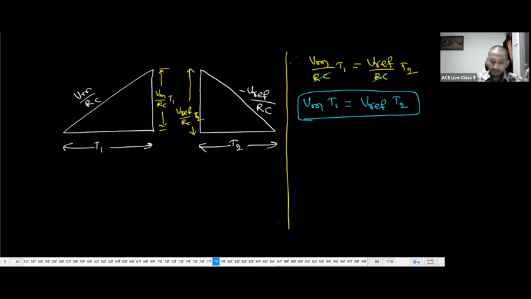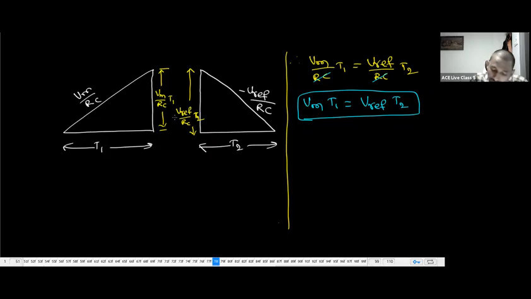After that, sir, this magnitude, what is that? This is Vm by Rc, and the time period is T1. So this magnitude is Vm by Rc into T1. Here, this is the negative slope and this is T2 time. Yes or no? V reference by Rc into T2.